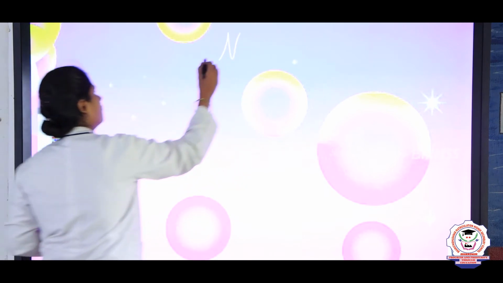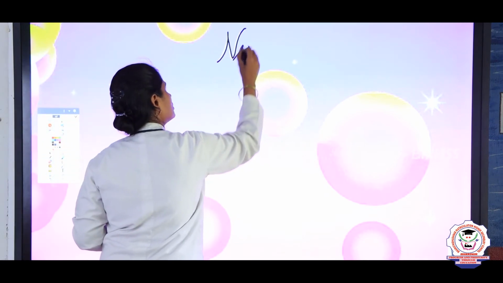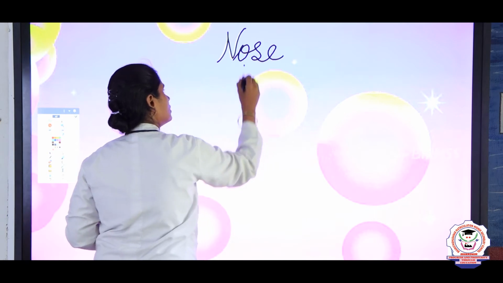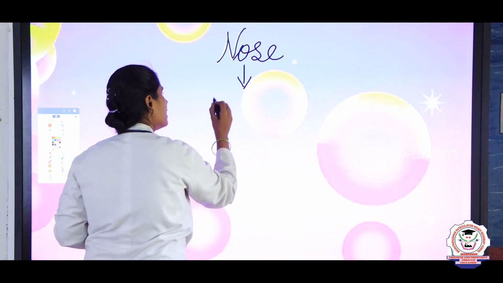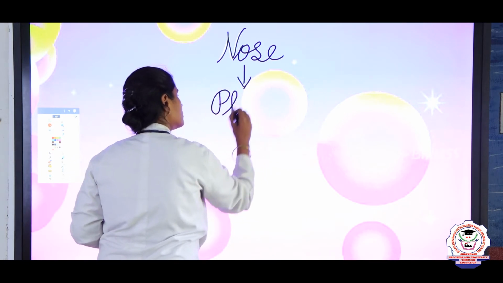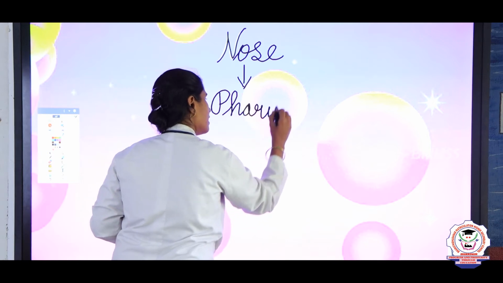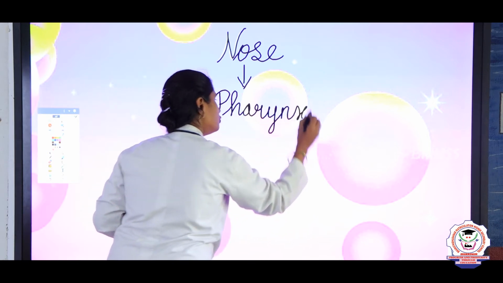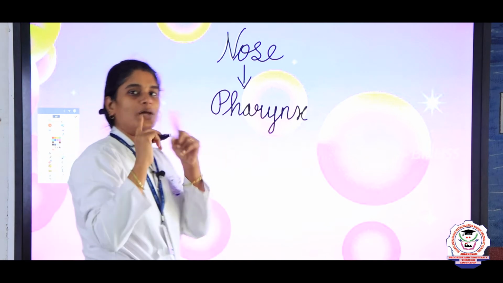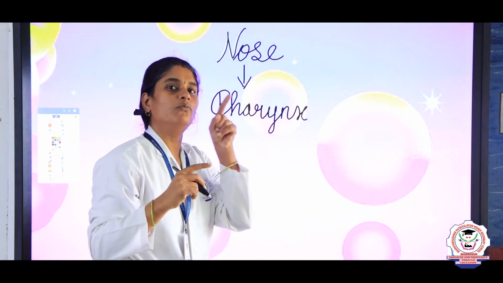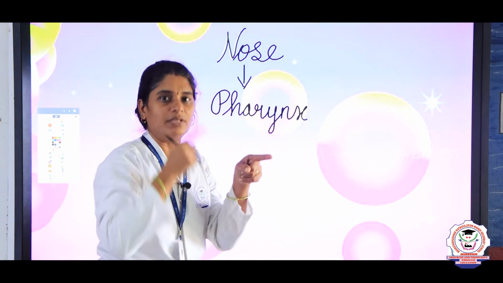Nose, from the nose you have nostrils. So, through the nostrils the air enters into the pharynx. The pharynx is a place where we can see two openings. One side is connected with the food pipe, the other side is connected with the windpipe.